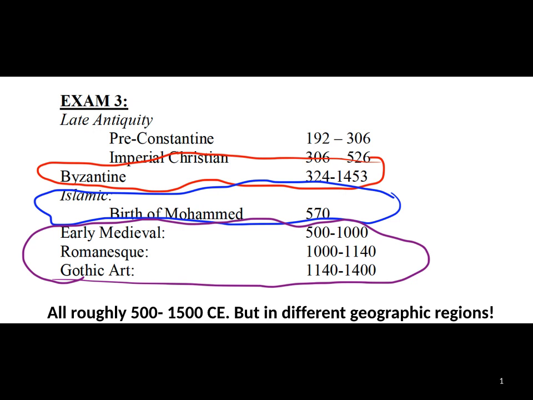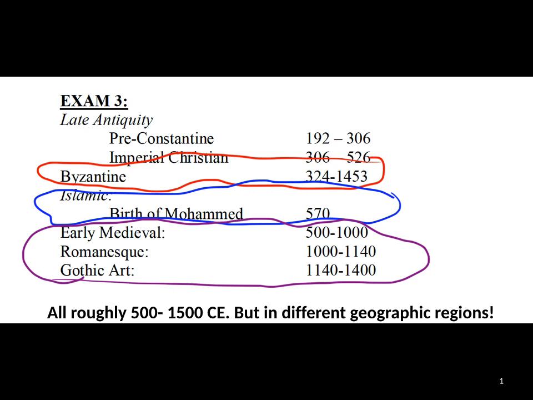Roughly, the Byzantine Empire, the Islamic Empire, and the stuff from Western Europe, which is circled there in purple, which we'll get to next, early medieval, Romanesque, and Gothic, are all roughly 500 to 1500. But they're in different geographic regions. And it's really important that you recognize this.